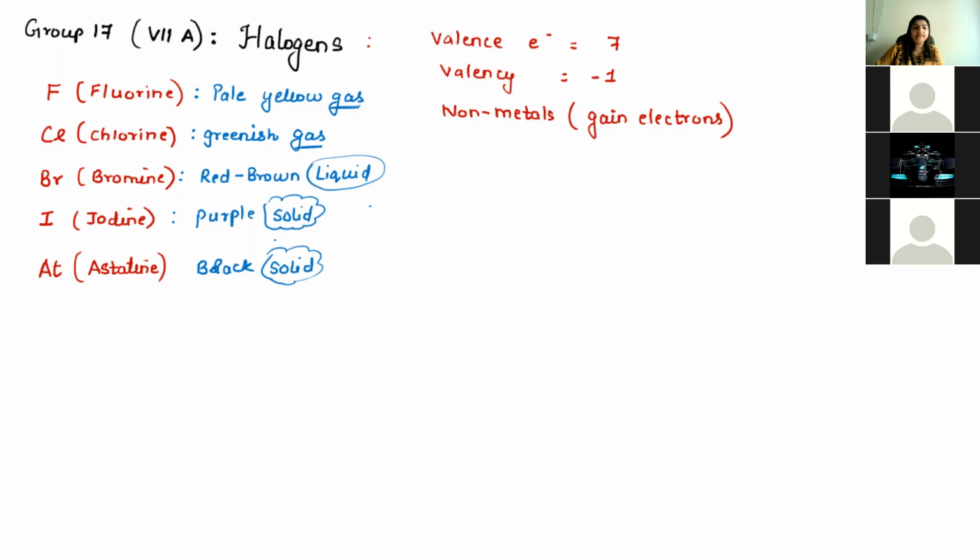Now, let us learn about the reactivity. And also one more very important characteristic is that halogens exist as diatomic molecules.